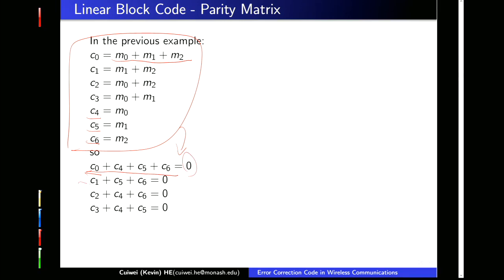So for instance, for the second, how we get this one is because C1 equals M1 plus M2. M1 is C5, M2 is C6. So C1 plus C5 plus C6 equals 0. So everyone clear about this part? Yeah, I think it's pretty straightforward. So basically, this is the relationship between different bits inside the code word.